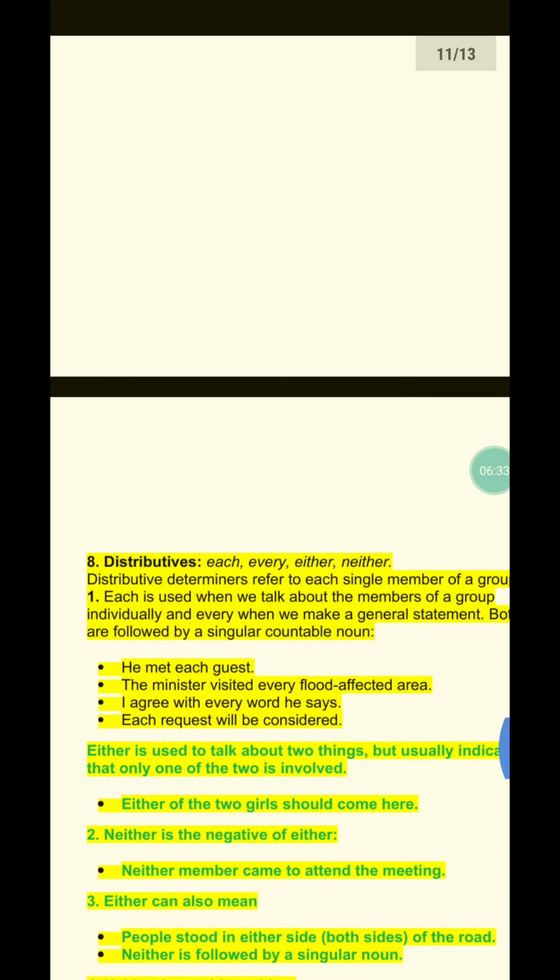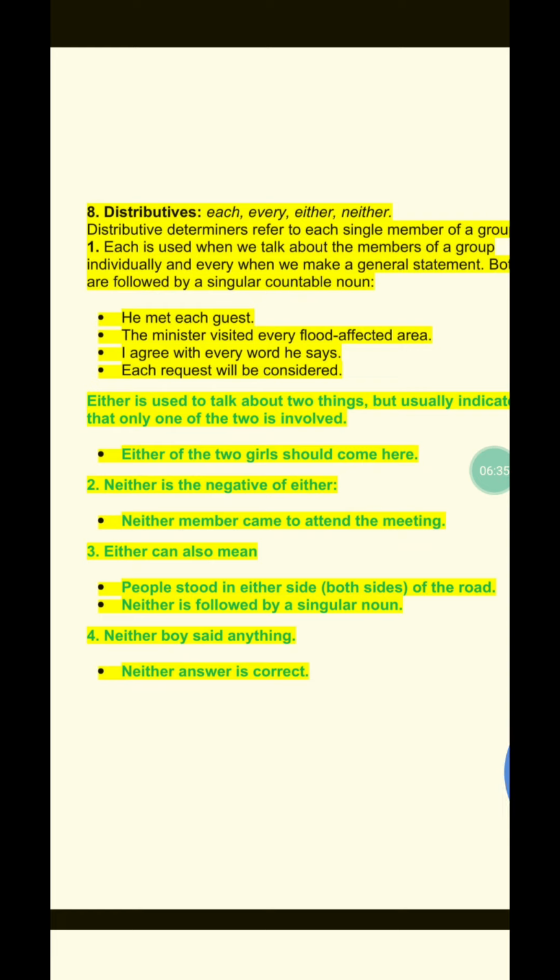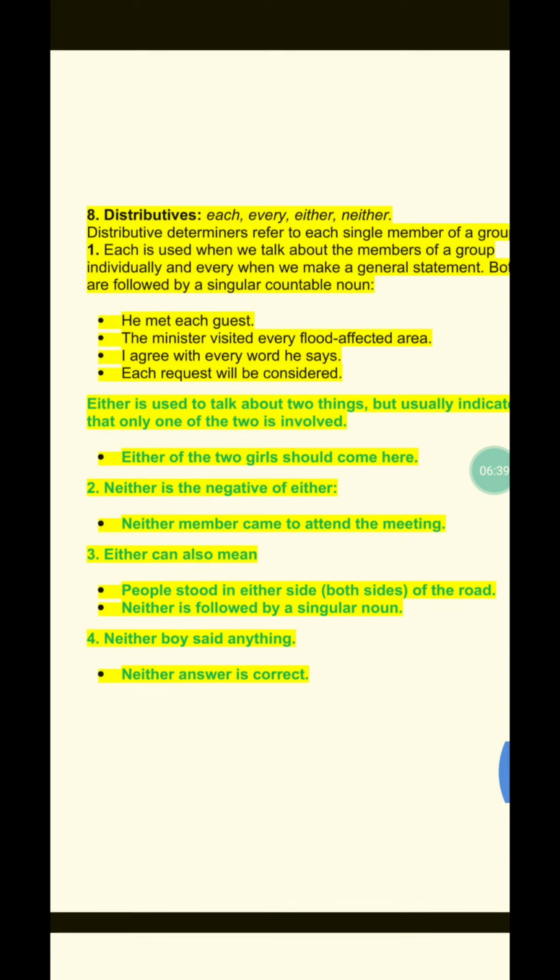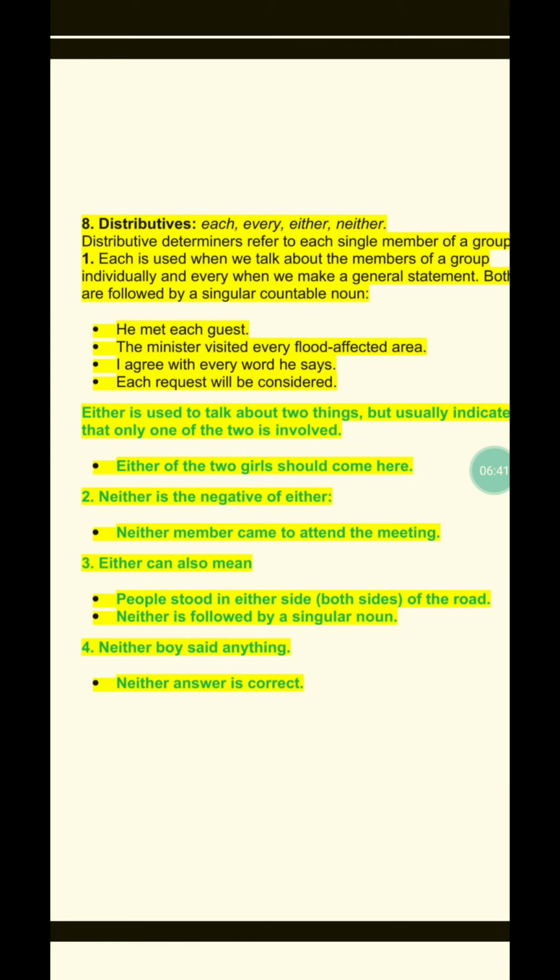Point number 8, distributives. Each, every, either, neither. Distributive determiners refer to each single member of a group. Each is used when we talk about the members of a group individually, and every when we make a general statement. Both are followed by a singular countable noun. For example, he met each guest. So children, guest is a singular noun.